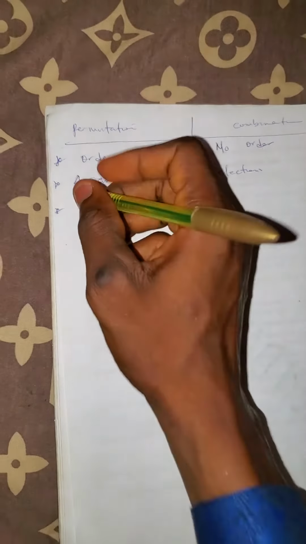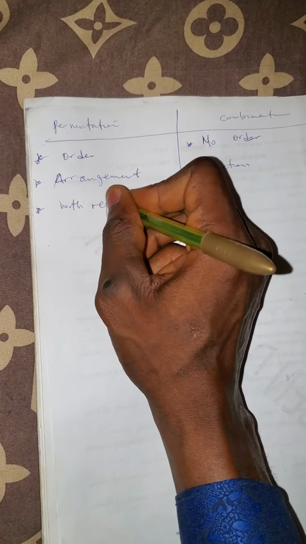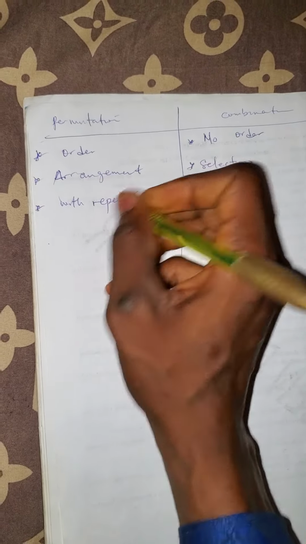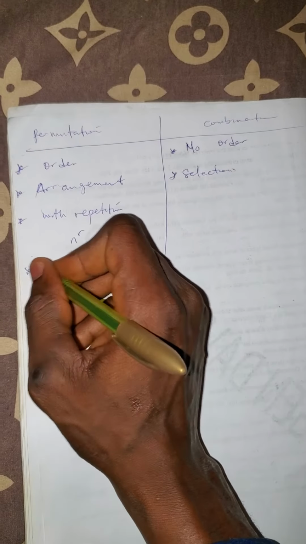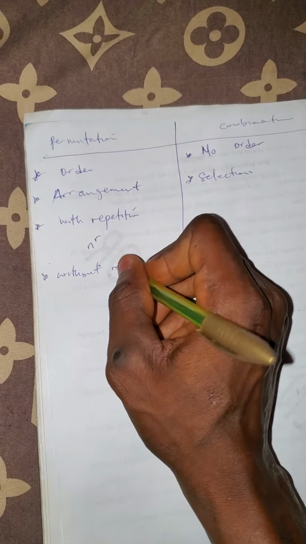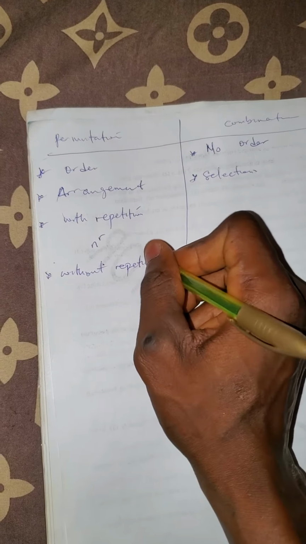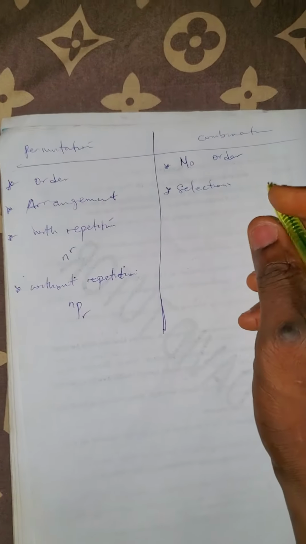Number 3. If you are talking about permutation and there is repetition of letters, then you use the formula n raised to power r. But if it is without repetition of letters, then you can use n permutation r.